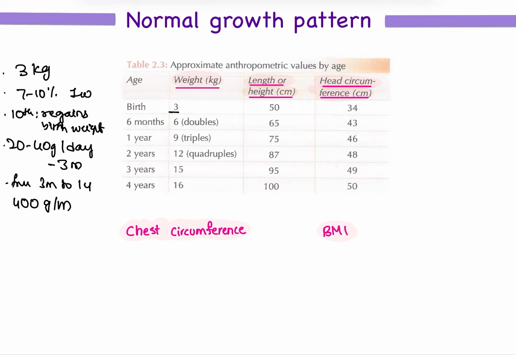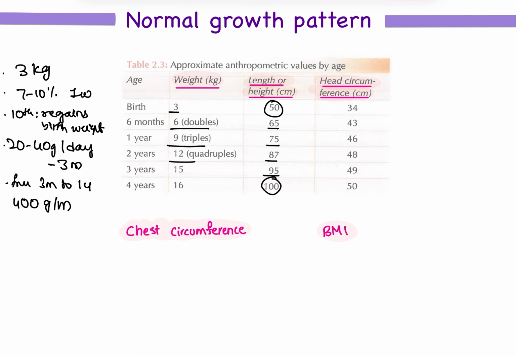The baby weight doubles at 5 to 6 months, triples at 1 year, quadruples at 2 years. For 3 years, the weight is 15 kgs. For 4 years, the weight is 16 kgs. Length or height. At birth, the normal length is 50 centimeter and it doubles by 4 years, that is 100 centimeters at 4 years. At 6 months, the length is 65 centimeters. At 1 year, the length is 75. At 2 years, the height is 87 centimeters. At 3 years, the height is 95 centimeters.